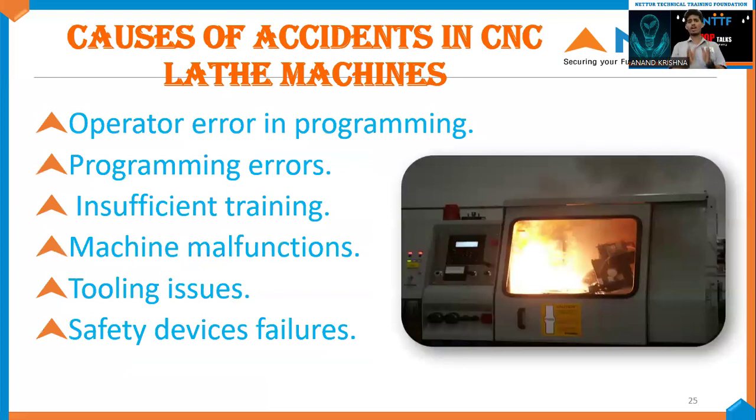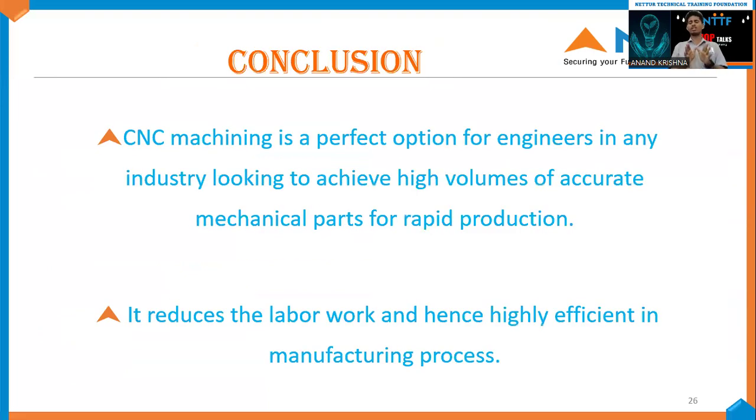Next one, causes of accidents in CNC lathe machines. Operator error and programming errors can cause accidents in CNC lathe machines. Insufficient training and machine malfunctions are also part of the causes. Tooling issues and safety device failures also lead to accidents in CNC lathe machines. Next one, the conclusion. CNC machining is a perfect option for engineers in any industry looking to achieve high volume, accurate mechanical parts with rapid production. It reduces labor work and hence is highly efficient in the manufacturing process.